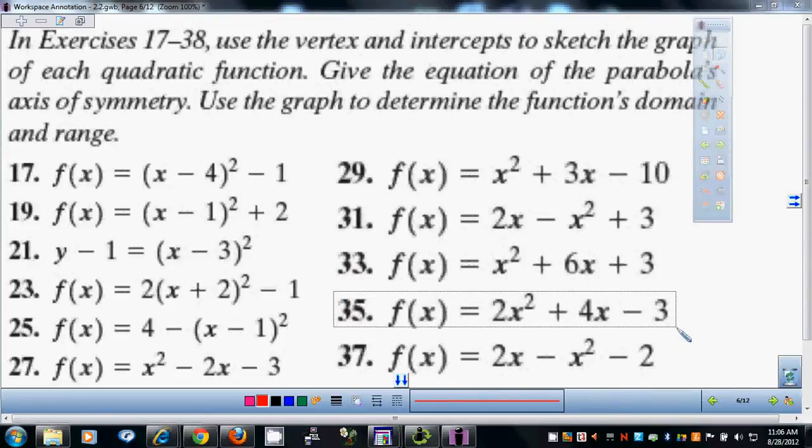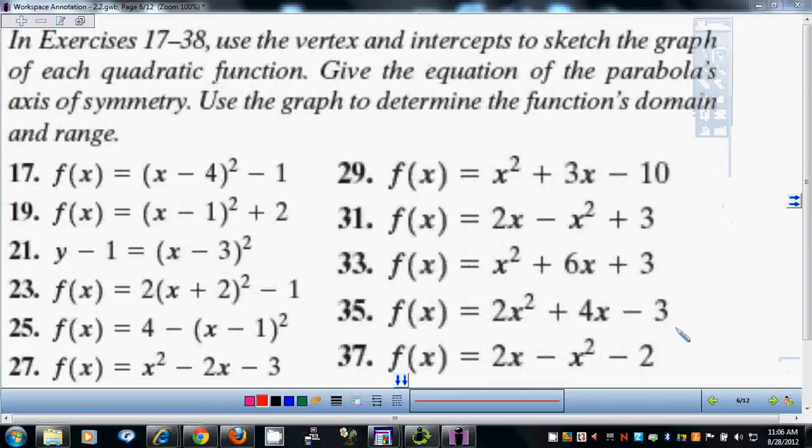So before we go, we're looking for the vertex, intercepts, axis of symmetry, and then graph.